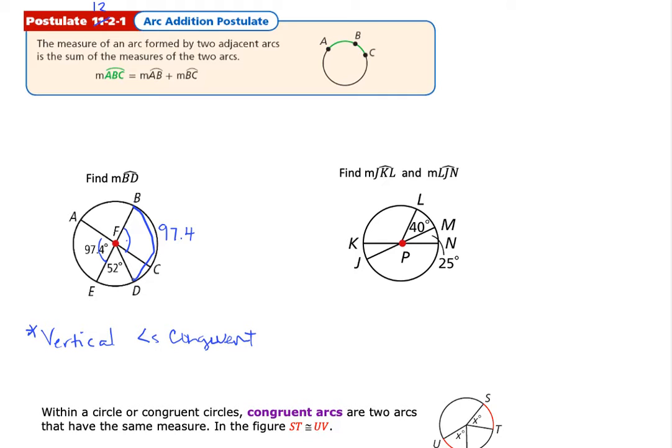But then how are we going to know what C to D is? Well, we know B to E is 180 degrees. So if we take 180 and we subtract that 97.4, and then we subtract the 52, okay, that's a rotten 2, then you're going to get this measure of the CD part in here.